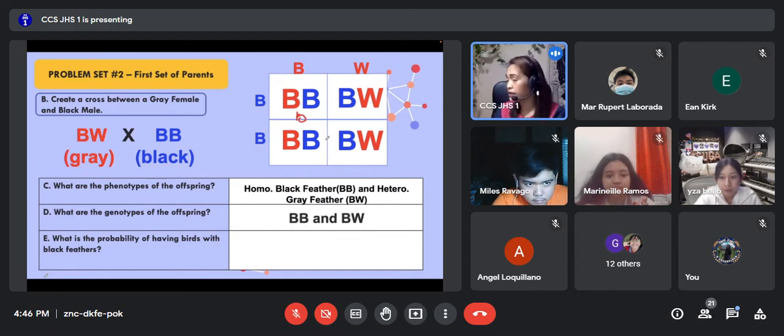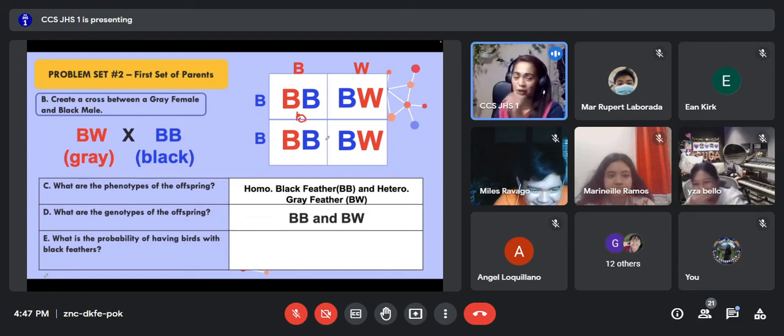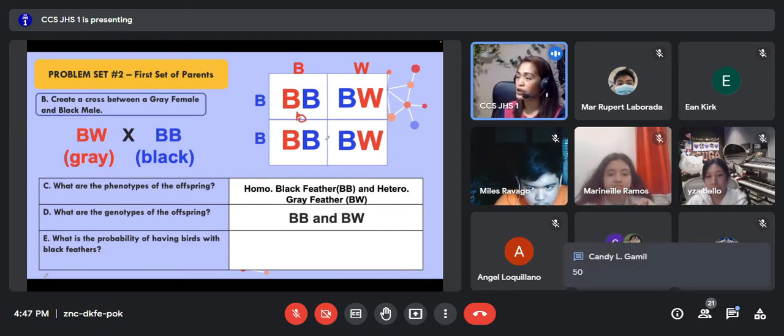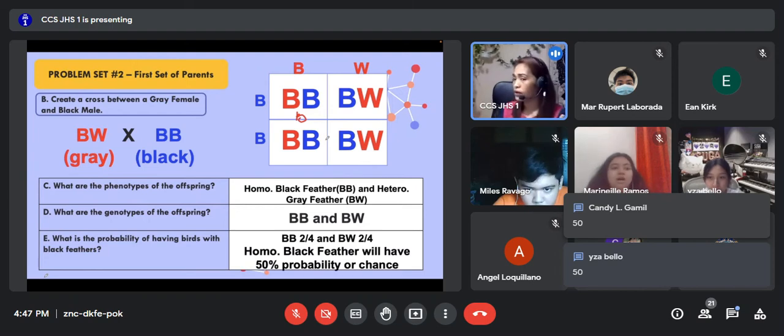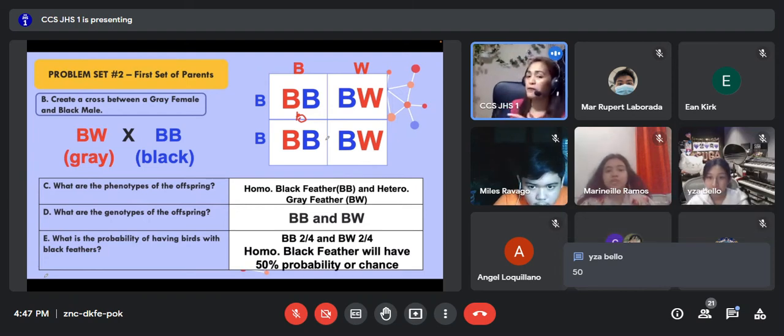So of course, BB, and BW. Now, the question is, what's the probability or chance that you will have black, since you have two options in our Punnett square? How many or what's the chance? Okay, very good. It's actually equal. 50% black and 50% gray.